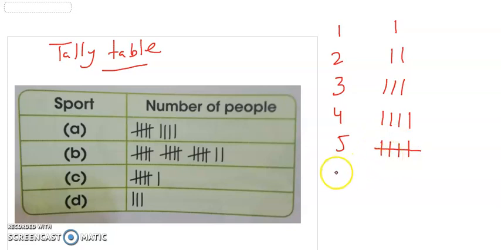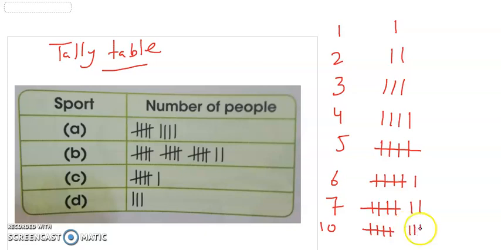The tally for 6 will be drawn the same way as the tally for 5, and then one more. The tally for 7 will be 1, 2, 3, 4, 5, 6 and 7. And if we have to draw the tally for number 10, we will draw 1, 2, 3, 4, 5, and 1, 2, 3, 4, 5. So this is the tally for number 10.